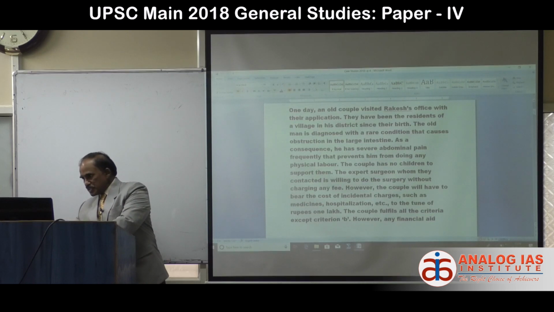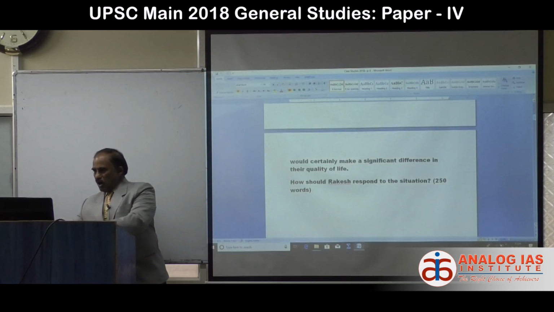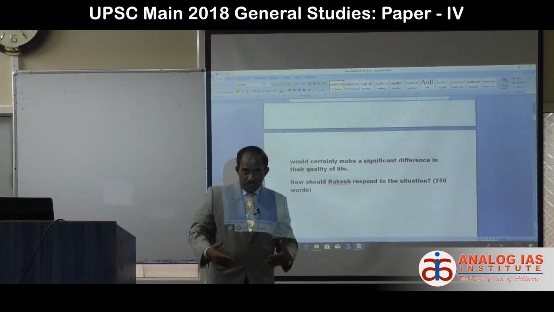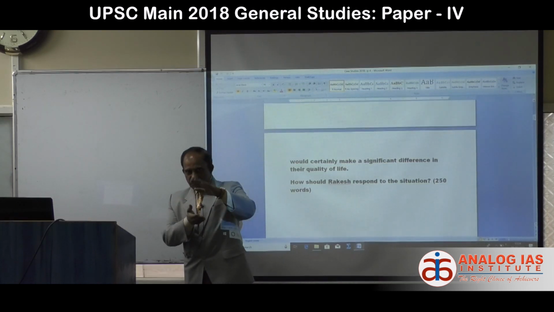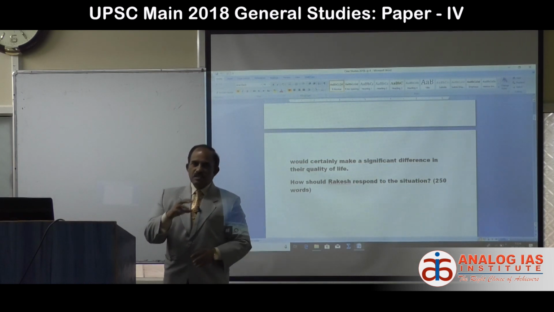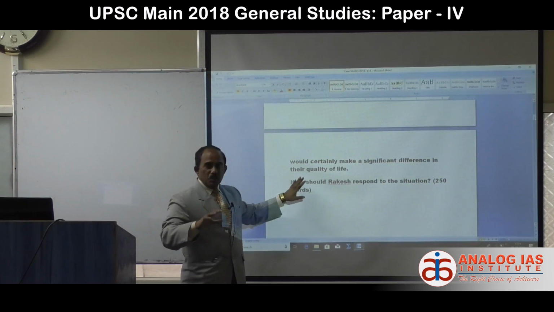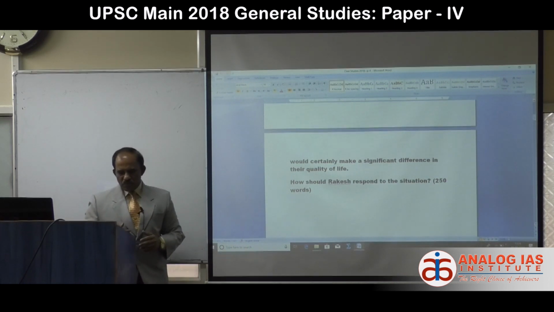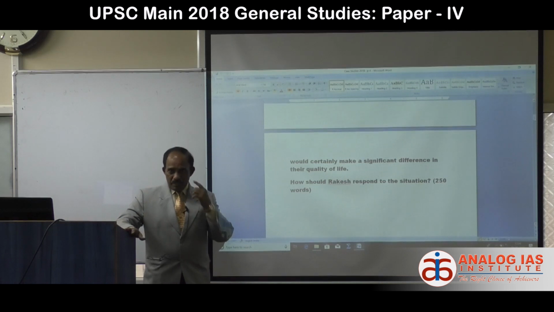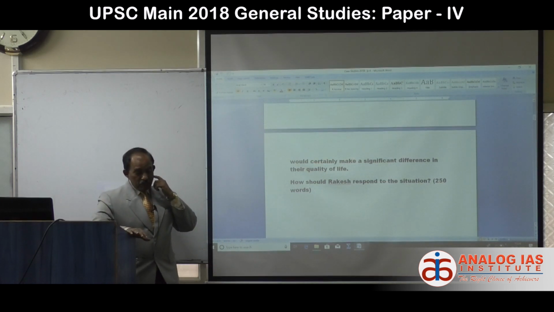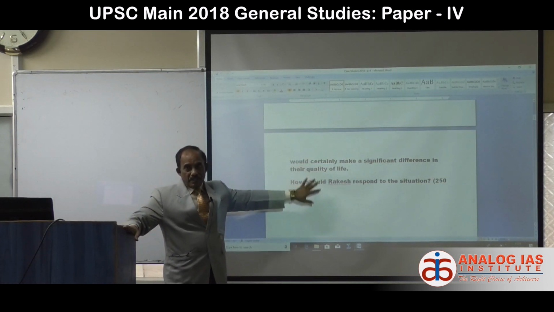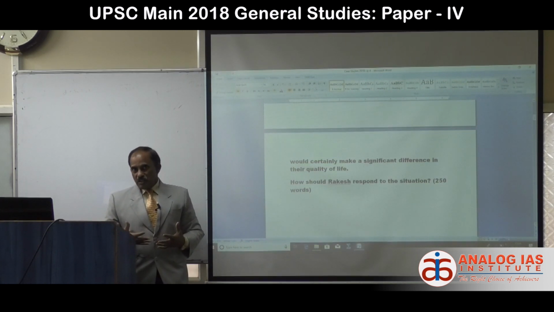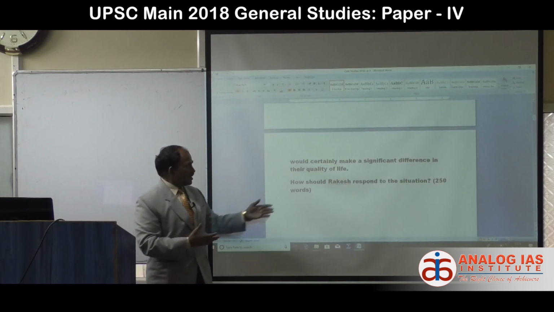So the question here is, how should Rakesh respond to the situation? As we have discussed, first of all we have to see the case, and the second is the solution we have to give to the case study. The first thing we have to start with is the type of the case, the nature of the case study. The nature of the case study, after studying this, is an ethical issue, as to what Rakesh should do.